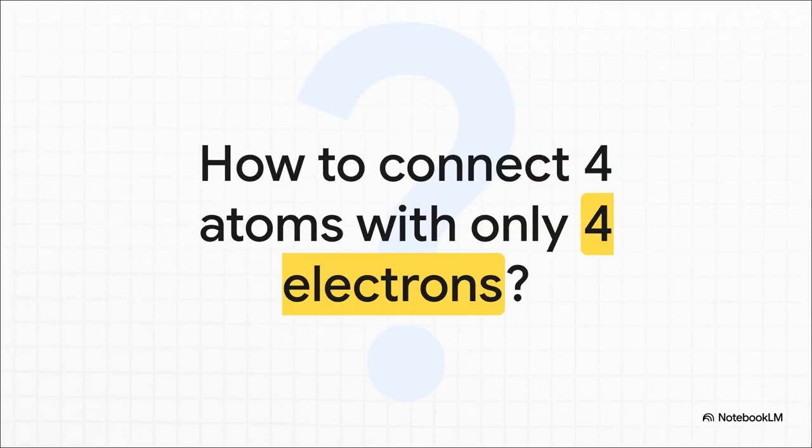And here it is. Here's the mystery. We still need to connect the 2 boron atoms and the 2 hydrogens stuck in the middle. That's a framework of 4 atoms. Now, a normal chemical bond needs 2 electrons. So to connect these 4 atoms in a line, you'd need 3 bonds, which means you'd need 6 electrons. But we only have 4. The math just doesn't add up. Where did the other 2 electrons go?